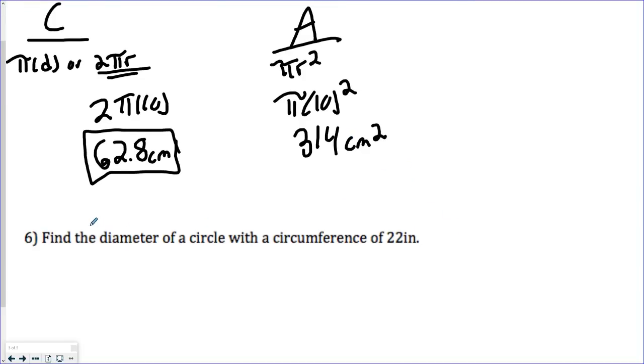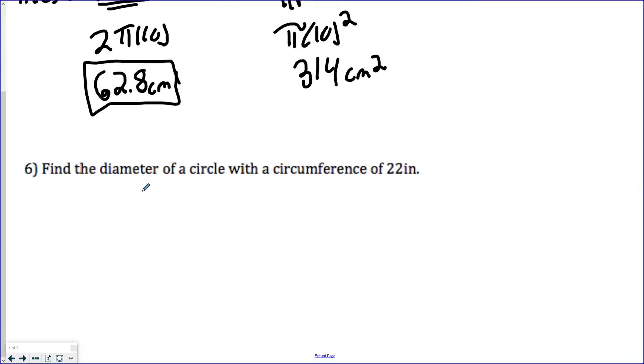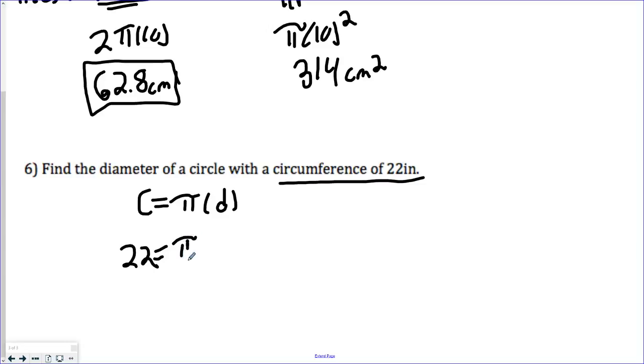Now, number 6 is working backwards. Number 6 says find the diameter of a circle with a circumference of 22 inches. Now, there's another formula you need to know here: circumference is equal to pi times diameter. Again, it's a little bit lesser used than 2 pi r, but it's still usable. So let's plug in what we know. We know the circumference is 22. So I'm going to plug in 22 for C. Keep the pi. And I don't know what the diameter is, so I'm going to leave it as D.